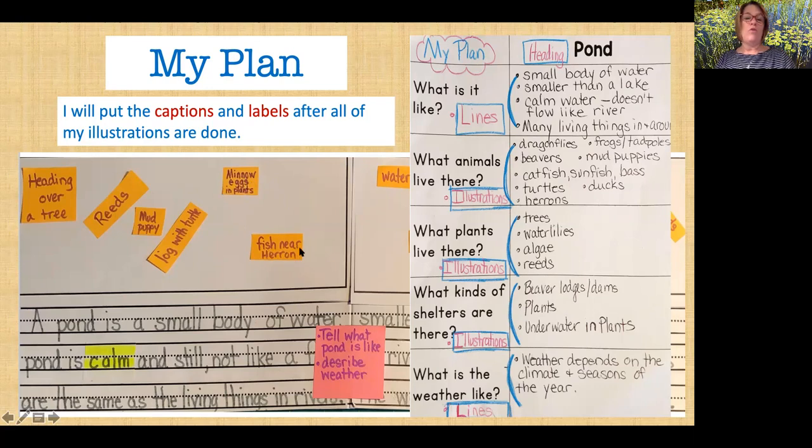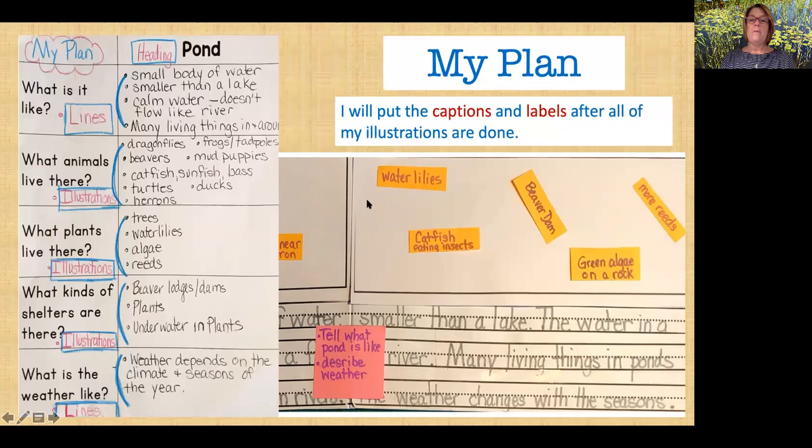And then I'm going to draw a picture of a blue heron, which is a really big bird that catches fish in the pond. And let's go on to the next part. And again, those are all illustrations. And then here, some other things I learned about water lilies again. I learned about catfish eating insects. And so I'm going to put that there. The insects live within the plants.